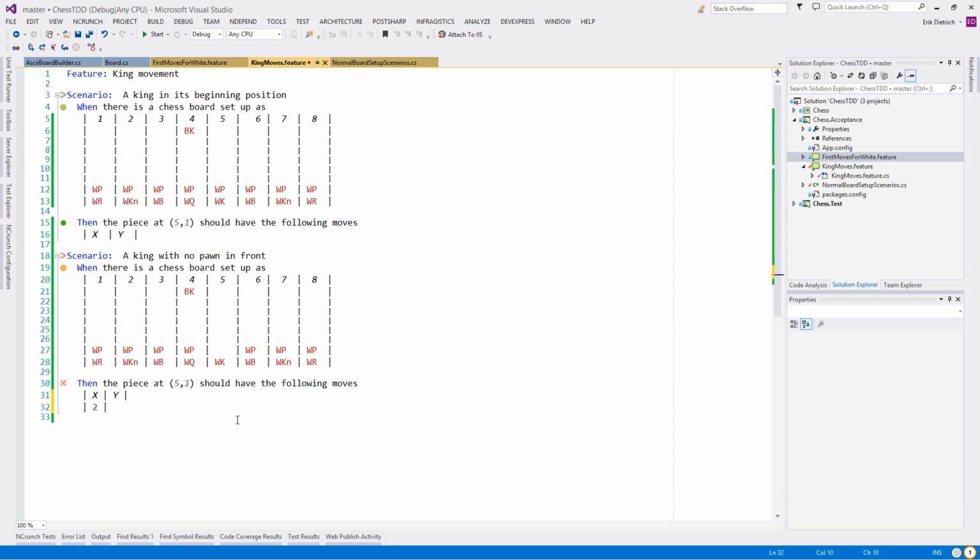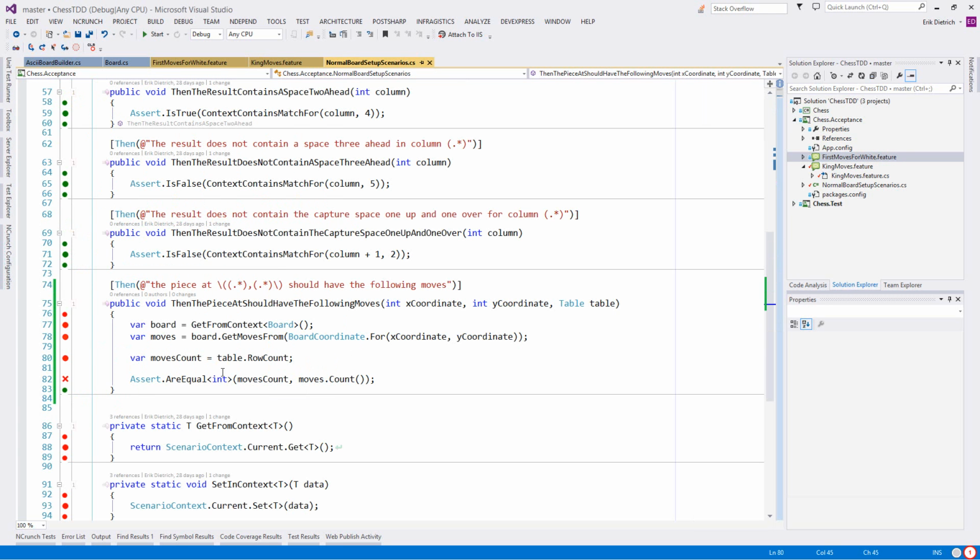So what I expect to do to get this test to pass is to actually put in here the move that the king will have. And if I've implemented things right, then it should pass.